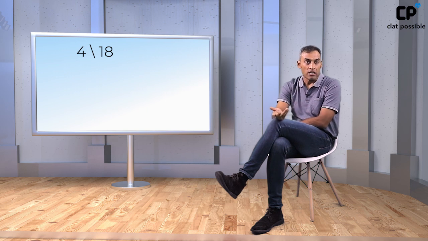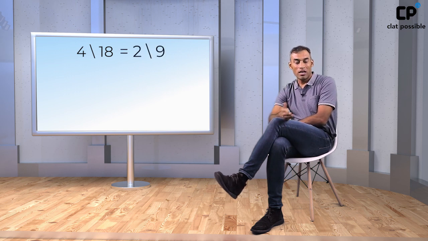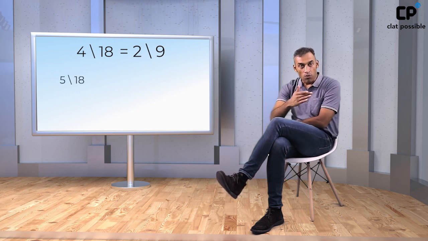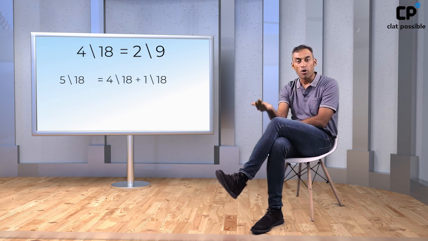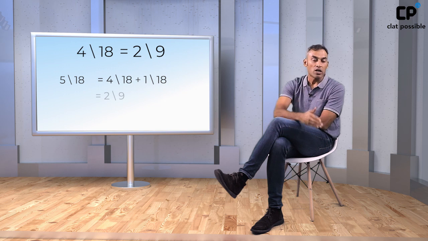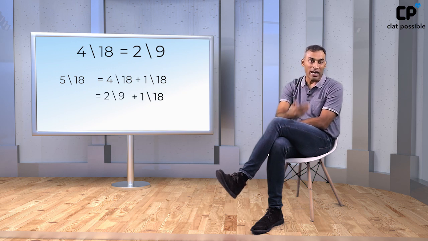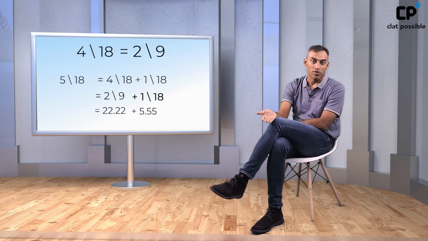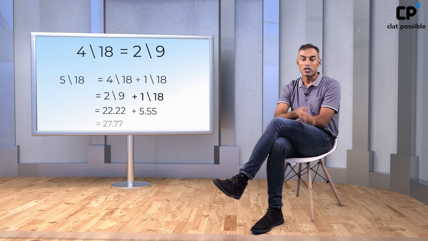1 by 18 is 5.55. In fact, if you have any term which is even, convert that into a 1 upon 9. For instance, if we have 4 upon 18, just convert that into 2 upon 9. It's easier to calculate. Similarly, if you have something like 5 upon 18, convert that into 4 upon 18 plus 1 upon 18. We know what is 4 upon 18. We can convert that into 2 upon 9, and 2 upon 9 is 22.22. And similarly, 1 upon 18 is 5.55. So we add both of them and get the answer, right? Which is 27.77.